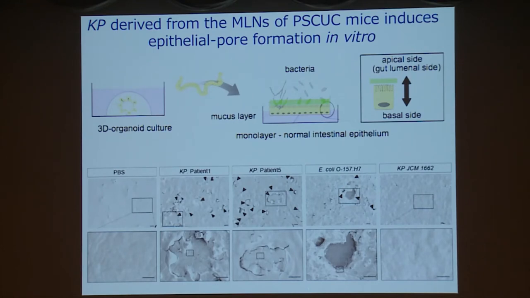Interestingly, as shown below, Klebsiella pneumoniae derived from PSC patients induced epithelial pore formation in the monolayer within 8 hours, as observed in the co-culture with E. coli O157 strains. Importantly, this pore-forming capacity was not common to Klebsiella pneumoniae, since a commercially available KP strain did not induce pore formation.